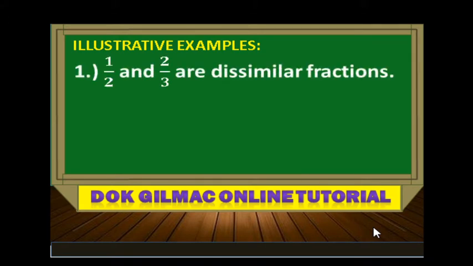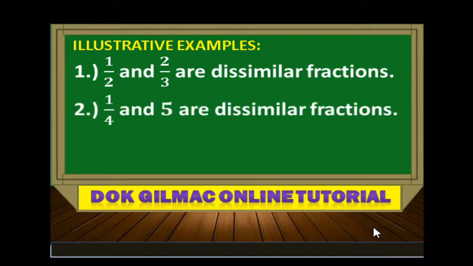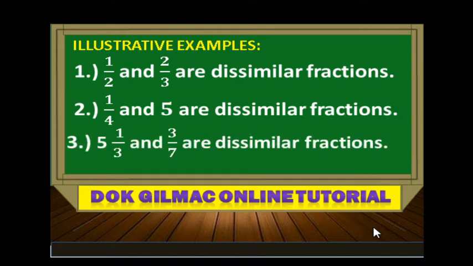Number 1, 1/2 and 2/3 are dissimilar fractions. 1/4 and 5 are dissimilar fractions. 5 1/3 and 3/7 are dissimilar fractions. Take note, they have different denominators. For number 2, the whole number 5 can be written as 5/1. So therefore, they have different denominators. 1 and 4 are different. So take note of that. So 1/4 and 5 are dissimilar fractions.